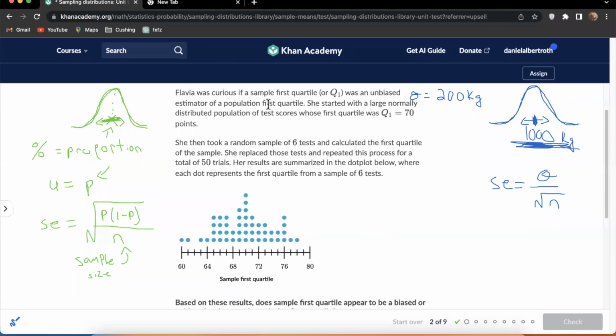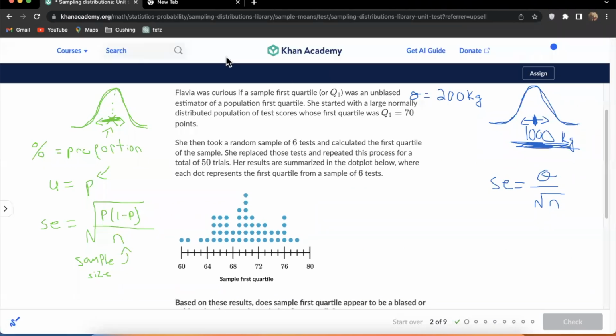Flavia was curious if a sample first quartile was an unbiased estimator of the population first quartile. She started with a large, normally distributed population of test scores whose first quartile was 70. She then took random samples of 6 tests and calculated the first quartile of each sample. She replaced those tests and then repeated the process for 50 trials. Her results are summarized below.